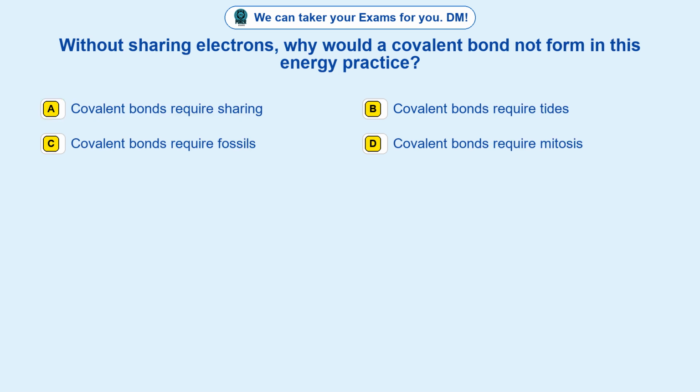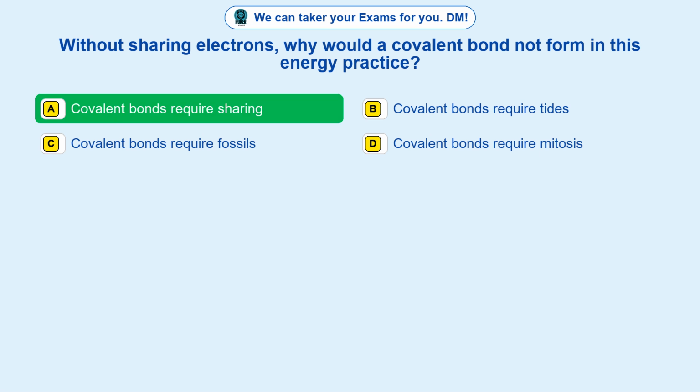Question 34. Without sharing electrons, why would a covalent bond not form in this energy practice? Option A, covalent bonds require sharing. Option B, covalent bonds require tides. Option C, covalent bonds require fossils. Option D, covalent bonds require mitosis. The correct answer is option A.